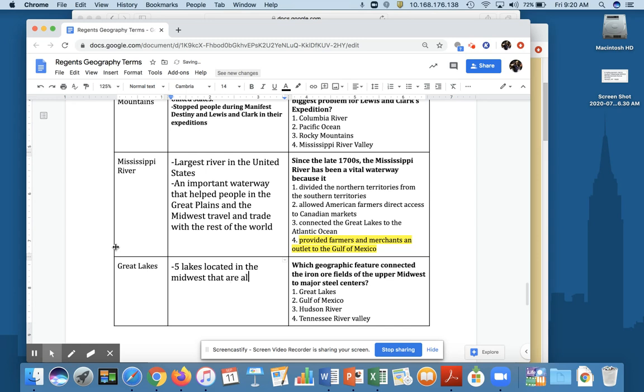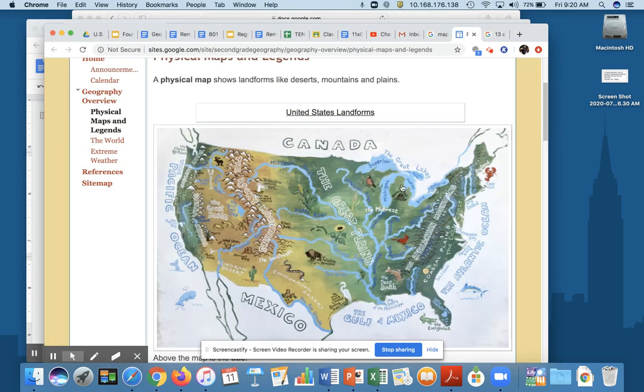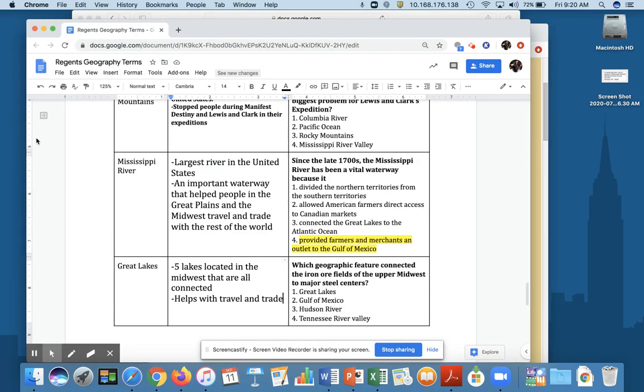But this is 5 lakes located in the Midwest that are all connected. All right, and also just very similar to the Mississippi River, helps with travel and trade. Think about it. We are going to have now people that are going to move to the Midwest because they could use the Great Lakes to travel and trade to more parts of the country. Okay, they're not going to be isolated where they are. So a lot of people started to move to the Midwest. And the Midwest became a stronger place for that.